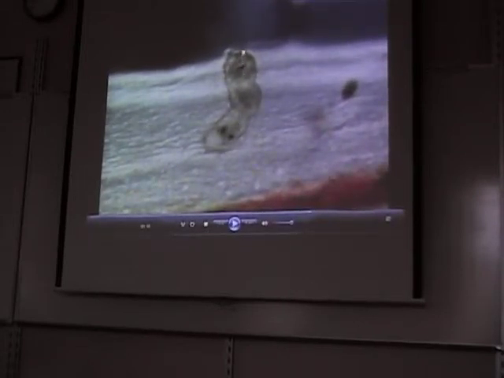Now here it is. This is penetrating and going into the skin of a fish, but this could be a human it's going into.